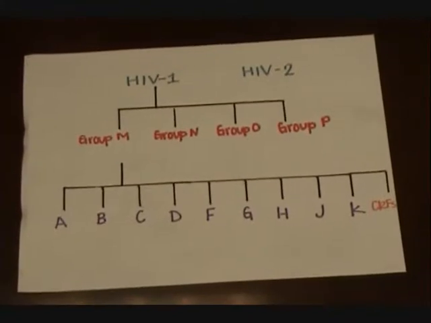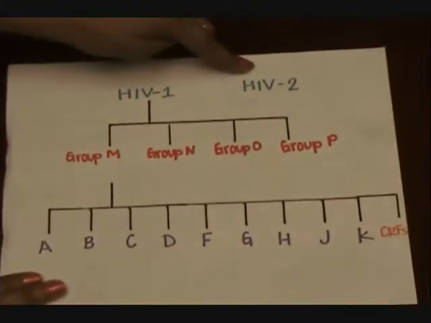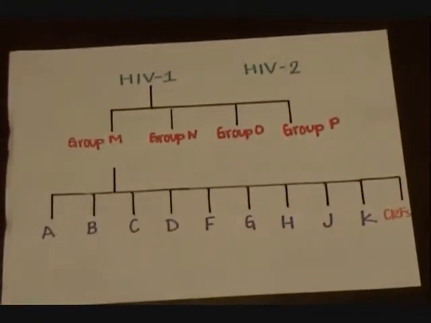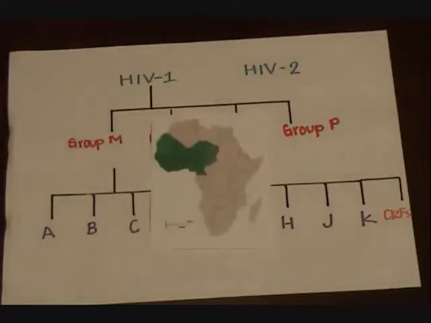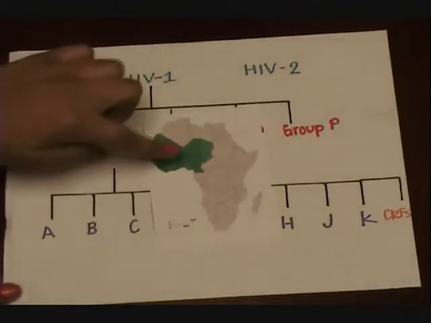There are two types of HIV, HIV-1 and HIV-2. HIV-1 is more common, comprising 90% of the known cases. HIV-1 is comprised of 4 subtypes, as depicted in this diagram. HIV-1 is a relative of viruses found in chimpanzees and gorillas in West Africa.